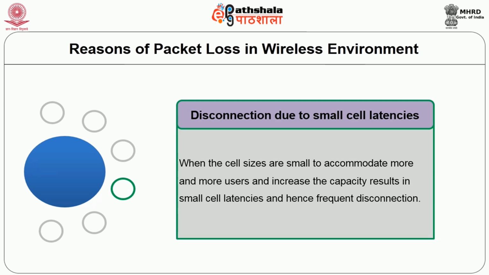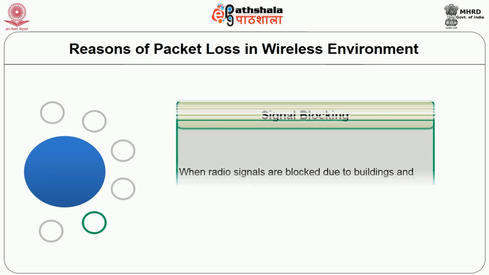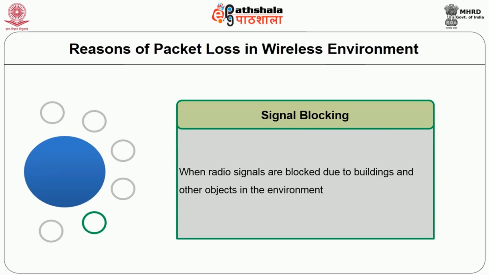The disconnections can also be due to a situation where the cell sizes are small in a densely populated area. So when the cell sizes are small, to accommodate more and more users and to increase the capacity, small cell latencies result, hence frequent disconnections. Now the radio signals can also be blocked by buildings or other objects in the environment, disconnecting the mobile phone for a particular time period. This disconnection period can be a few seconds, or it can also last for 1 minute.